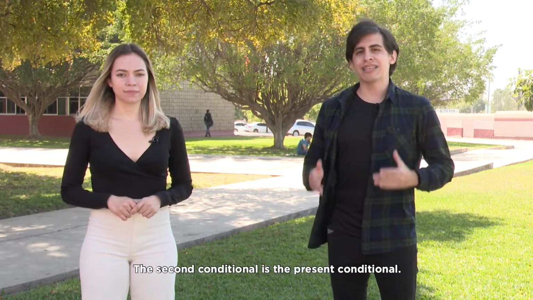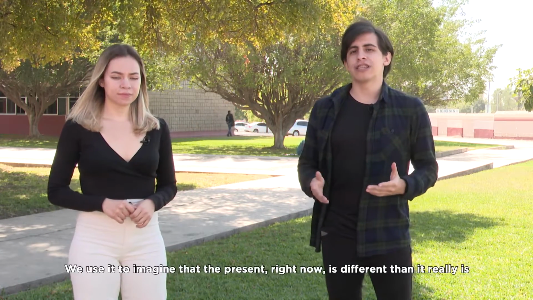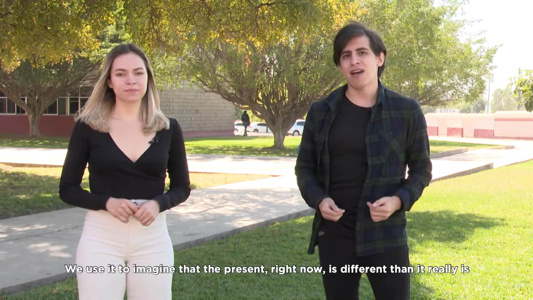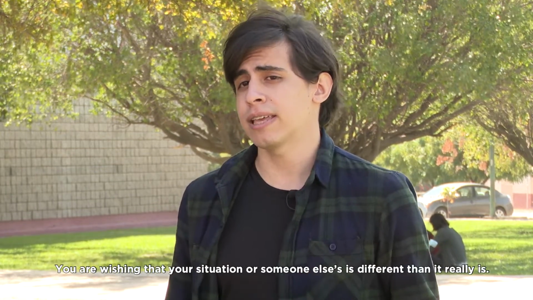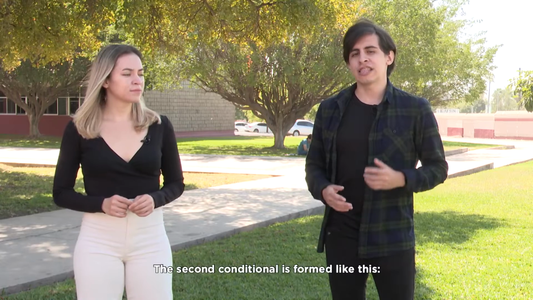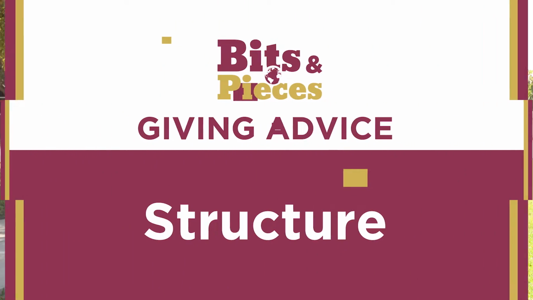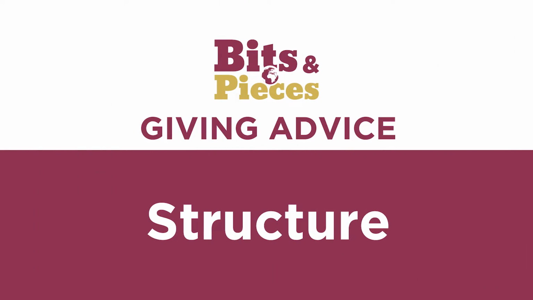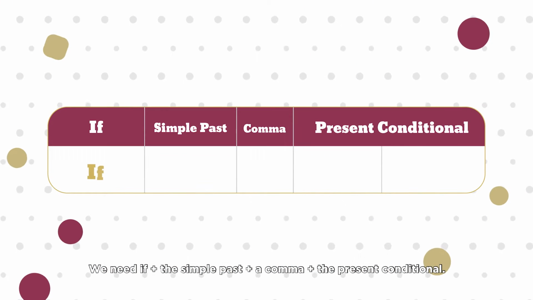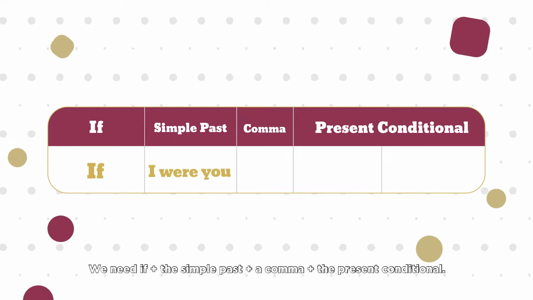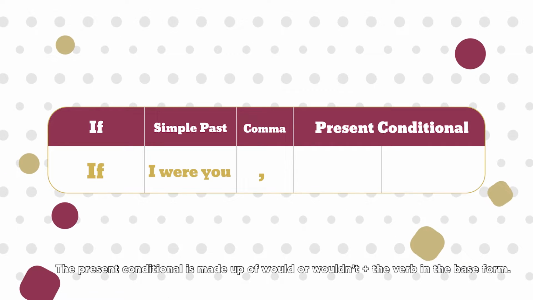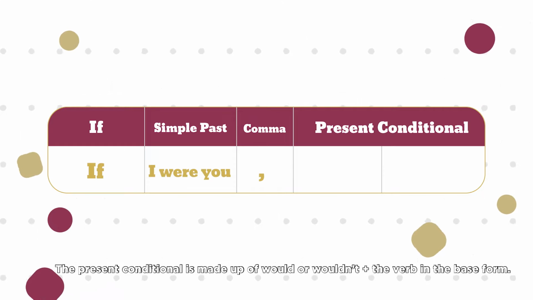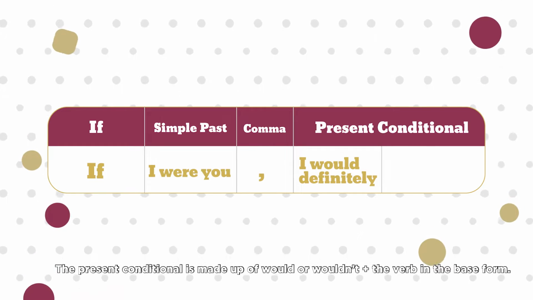The second conditional is the present conditional. We use it to imagine that our present right now is different than it really is. You are wishing that your situation or someone else's is different than it really is. The second conditional is formed like this. We need if plus the simple past plus a comma plus the present conditional. The present conditional is made up of would or wouldn't plus the verb in the base form.